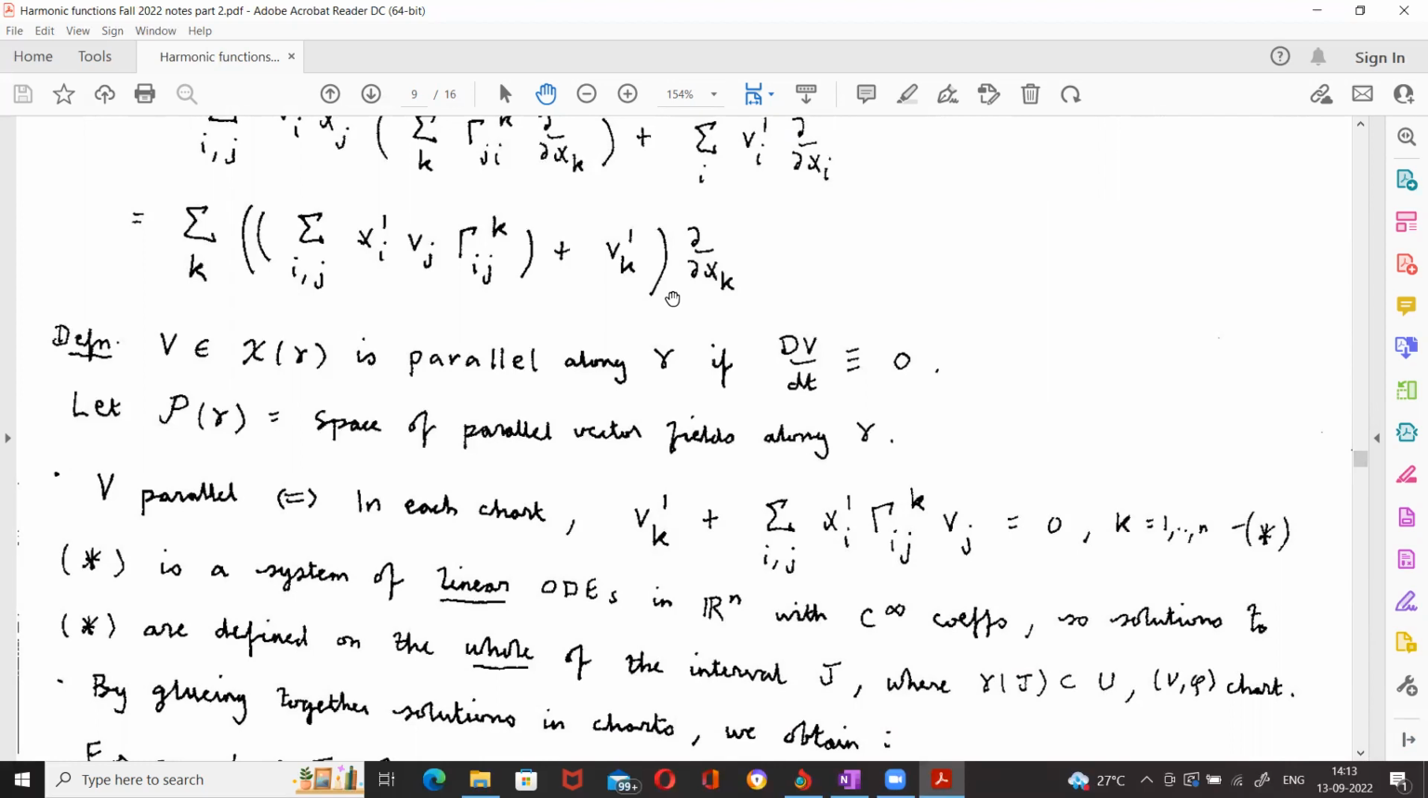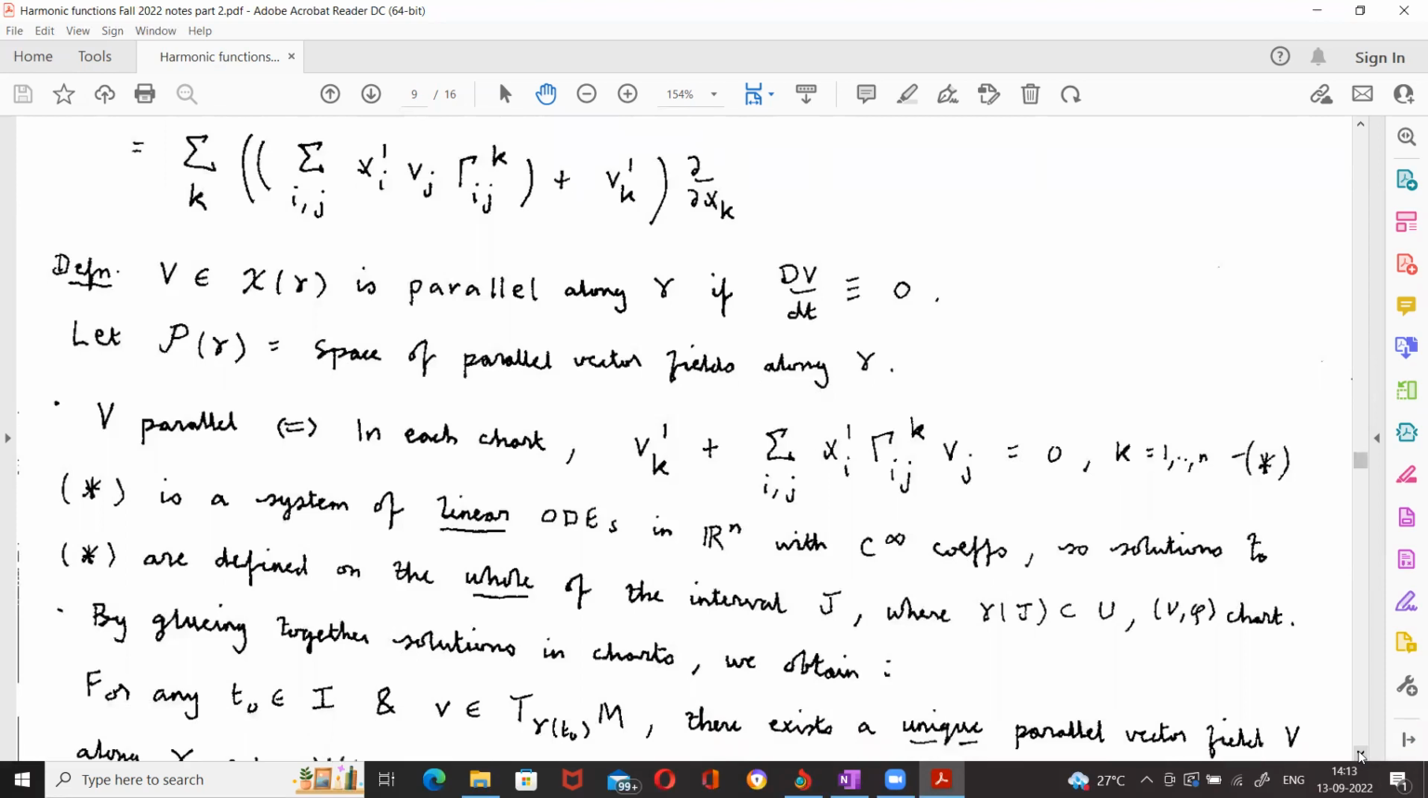So in each chart, the solution is defined throughout the chart. And then by patching together solutions on finitely many charts which cover the curve, you get a solution along the whole curve, right? A unique solution along the whole curve.